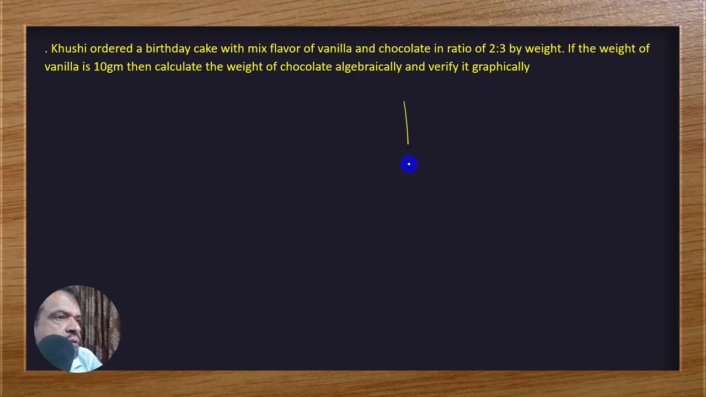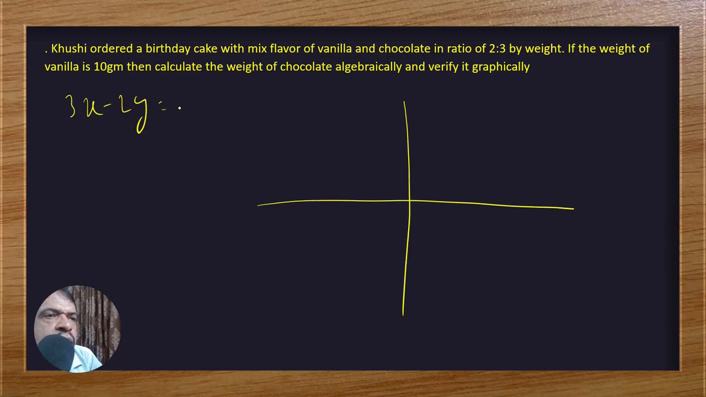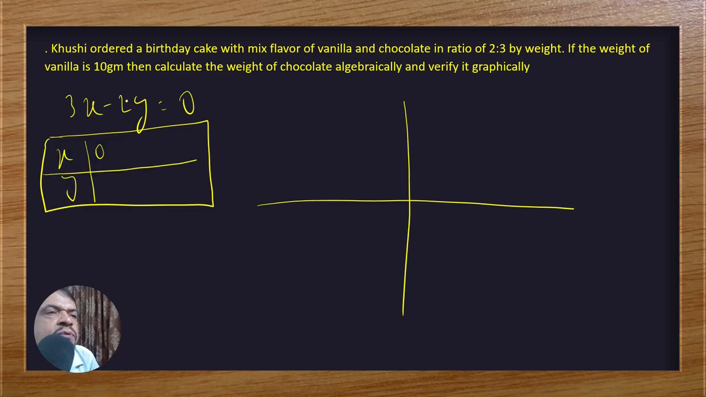We'll plot the x-axis and y-axis. I'm drawing it roughly. The equation was 3x minus 2y is equal to 0. Now one by one we'll take some values. x is equal to 0. If you put x is equal to 0, y will also be 0. You can calculate, this is very easy. Now suppose x is equal to 1. 3 into 1 minus 2y is equal to 0. So 2y is equal to 3, y is equal to 3 upon 2. Means when x is 1, y is 3 upon 2, which is 1.5.